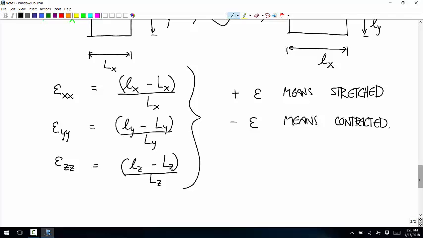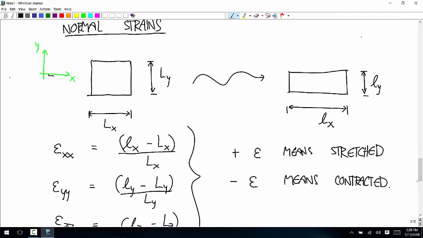So the way I drew this example, what would be the sign of the normal strain for x? What would be the sign of epsilon xx? Positive. And what would be the sign of epsilon yy? Negative. And we don't know about z. Something's happening in z probably, but we don't know. I didn't draw it.